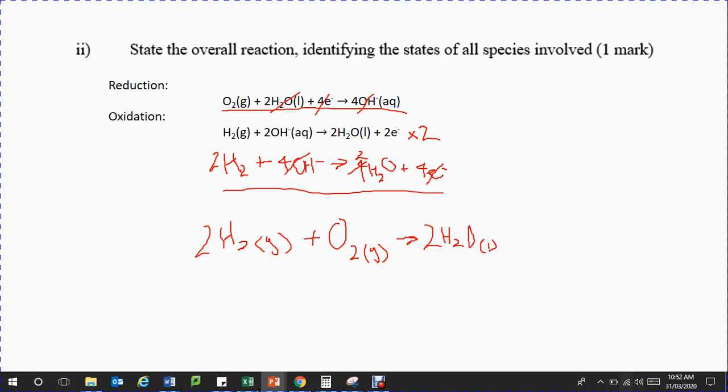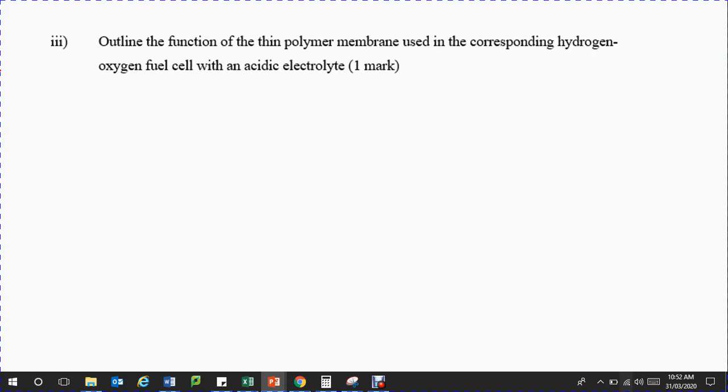Okay. So, second last question. Outline the function of the thin polymer membrane used in the corresponding hydrogen oxygen fuel cell with an acidic electrolyte. So this time it's under an acidic electrolyte. That thin membrane allows the flow of the hydrogen ions through, so that they can move across from the electrode into the electrolyte. It won't allow the electrons through, because that forces the electrons to go up through the wire from the anode to the cathode.